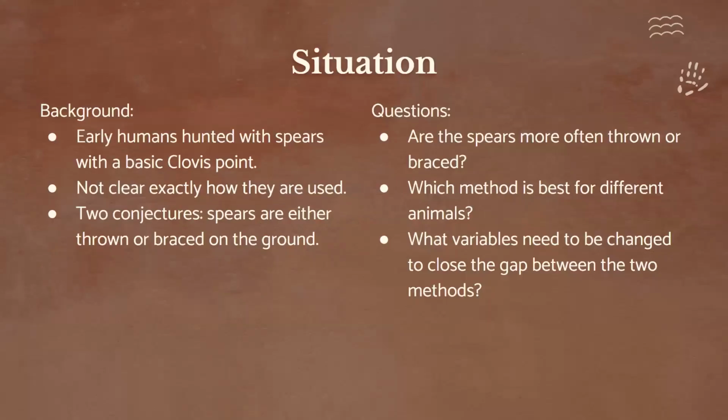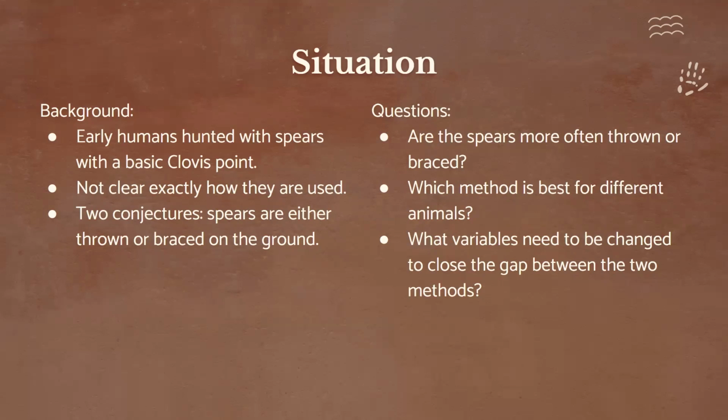In problem C, we are told that humans hunted with a basic Clovis point spear. However, we weren't told exactly how they were used. We're given two conjectures. Humans either threw the spear at animals or they braced the spear against the ground and the animals would charge into the spear. We're going to try to answer the questions.